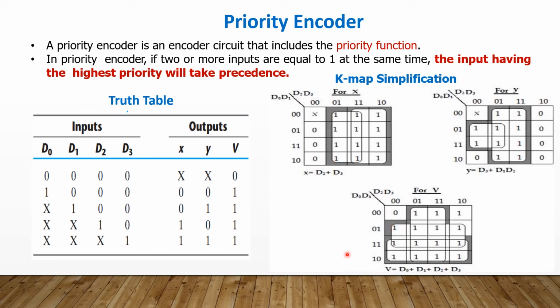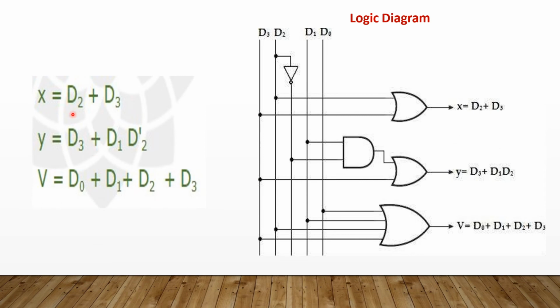So what should be the last step? Obviously, we should draw the diagram for the obtained expression. So these are the expressions X, Y and V that we just got from the K-map, so that we can draw the logic diagram. So this is about the priority encoder.